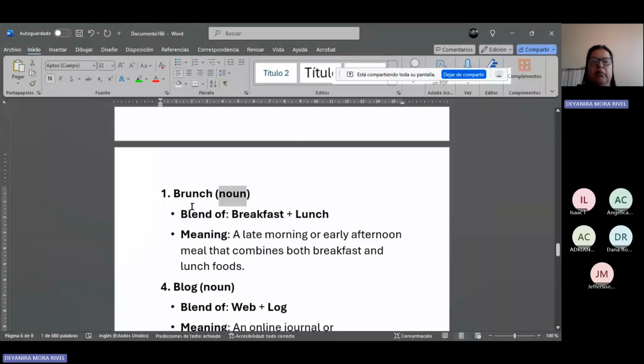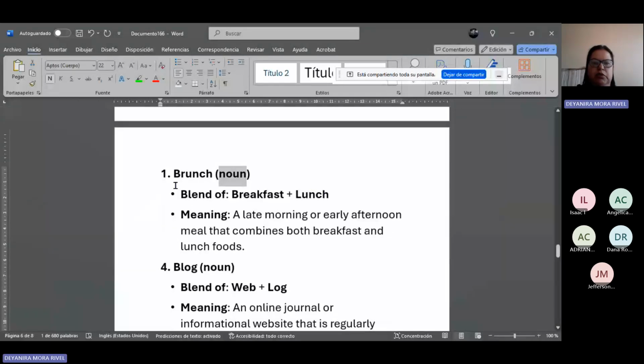So here in brunch, we can see that the BR is from breakfast and the UNCH is from lunch. So we eliminate part of both words and put them together. So we're going to have breakfast and lunch is brunch.